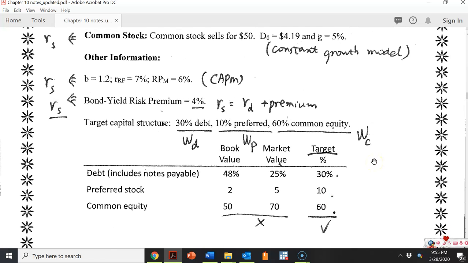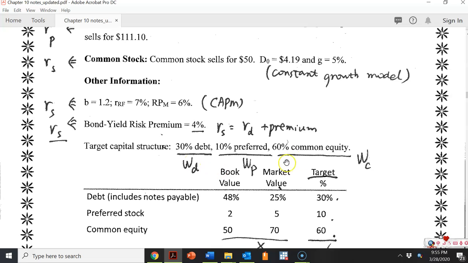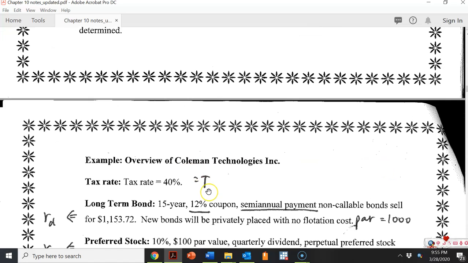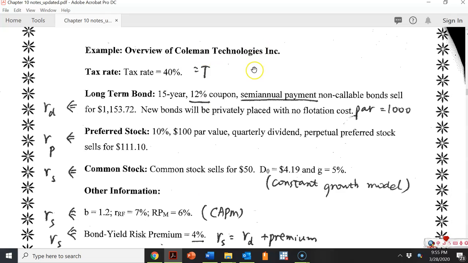So here is all the information we know. We're going to calculate the cost of debt, preferred stock, and common stock one by one, and multiply them by the three weights. Take the tax adjustment to calculate WACC for this firm, Coleman Technologies.